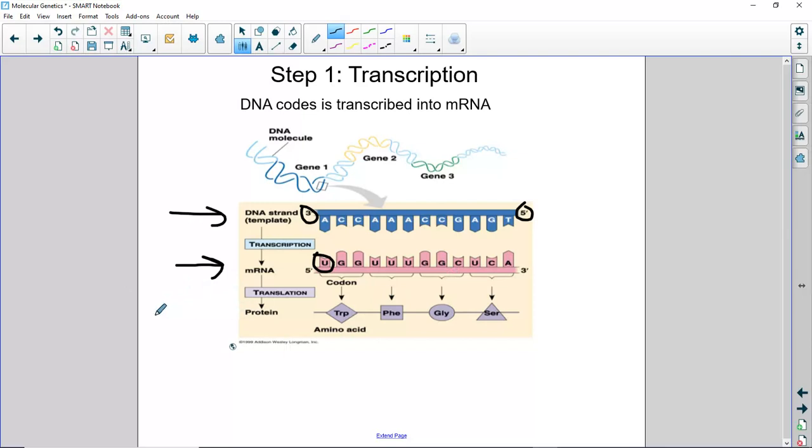Forget about the translation portion at this time. Each three nucleotide bases code for an amino acid. I want you to keep that in mind. So you see UGG, UUU, GGC, UCA. This doesn't really mean any protein at this point. This is just an example.